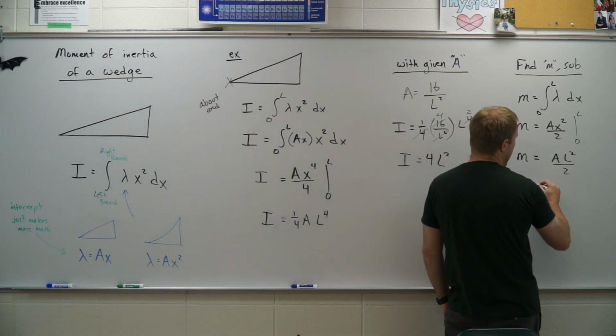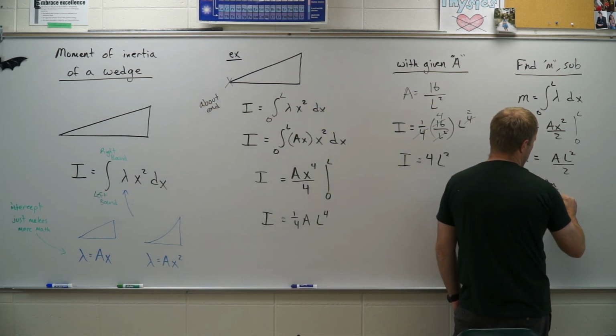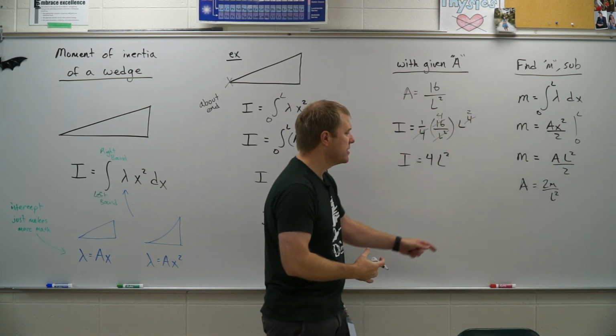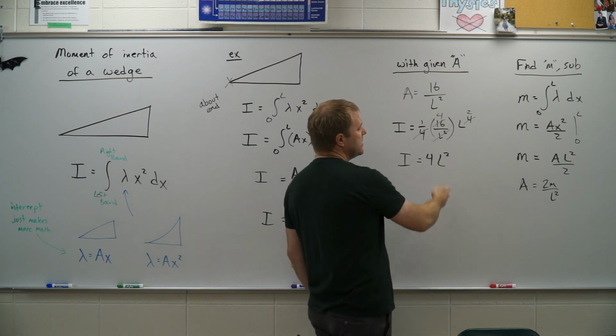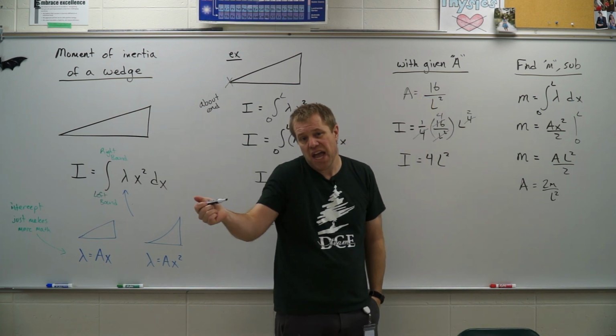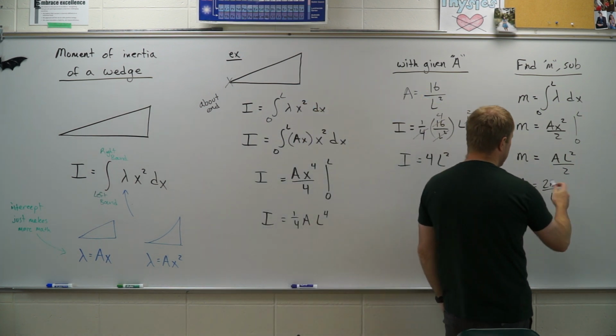Okay, so a is now 2m over L squared. So now it's kind of like what we did here. They gave us that value. So in this case, their m must have been 8. All right, so now I can plug that back in.